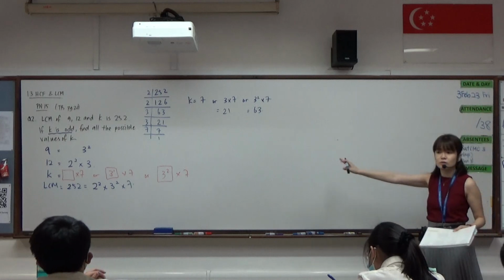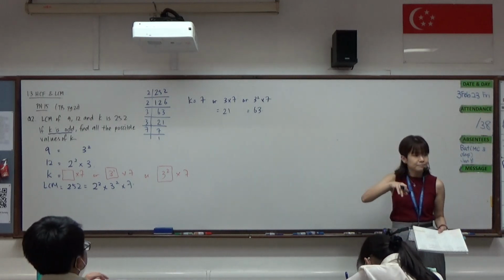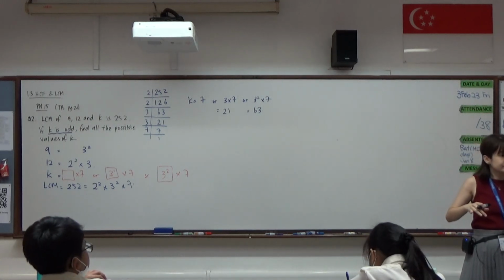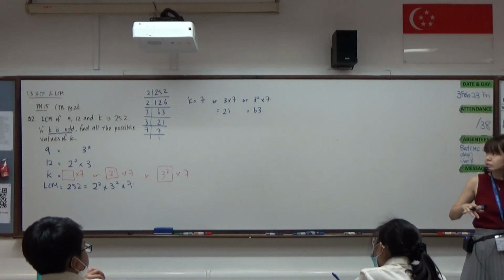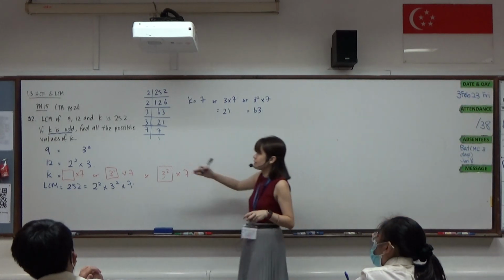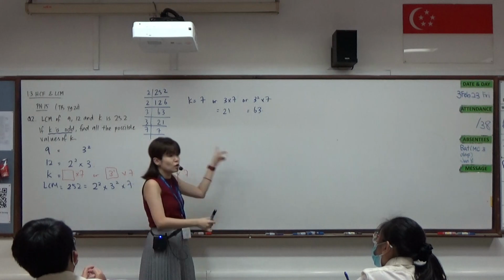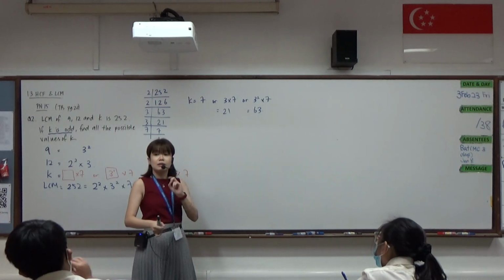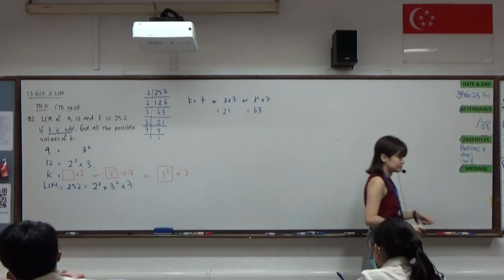Anyone doesn't get it, still lost? Sorry? Because down here you got 3 different answers. Yeah. The question says find all the possible values of k. You must give me all 3. You cannot just choose one of them. You must give me all 3.